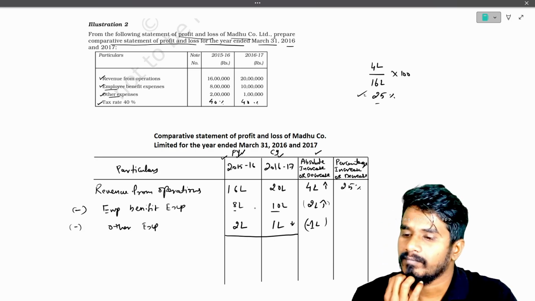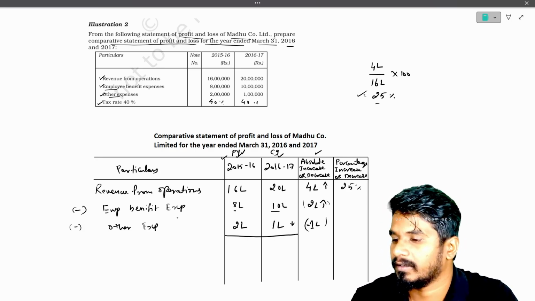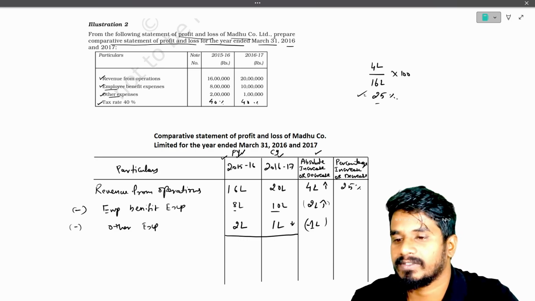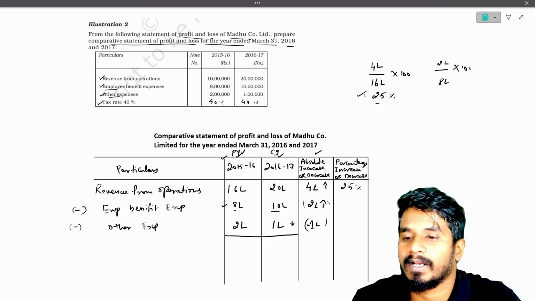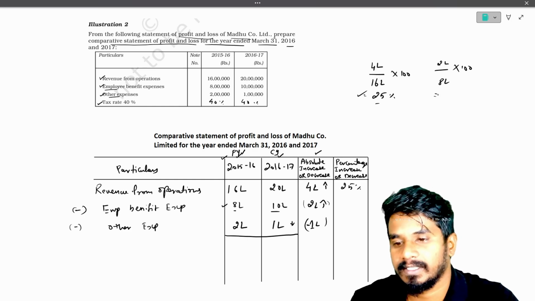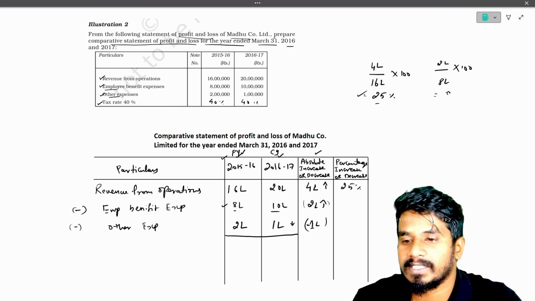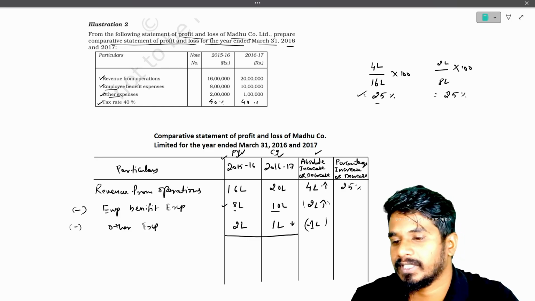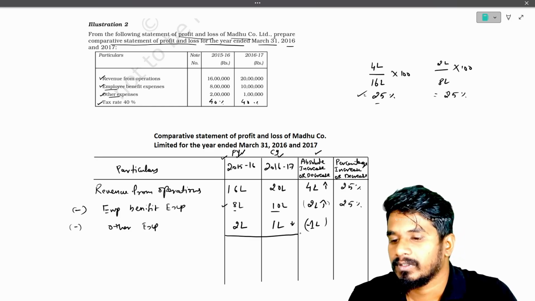Now we have 2 lakh increase in employee benefit expenses. What is the percentage for that? 2 lakh divided by the base year, that is 8 lakh, into 100. Please do watch the previous video, then only you can understand it clearly. First question, that is right. So what is the percentage? Obviously it is also 25 percentage. Now, 1 lakh reduced from other expenses.